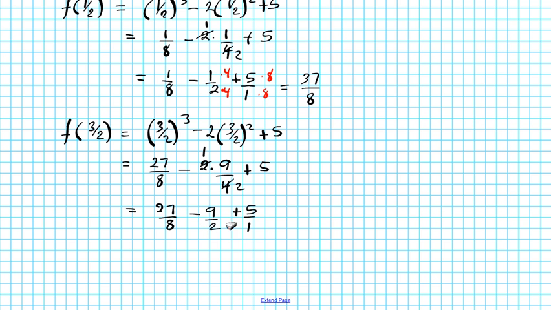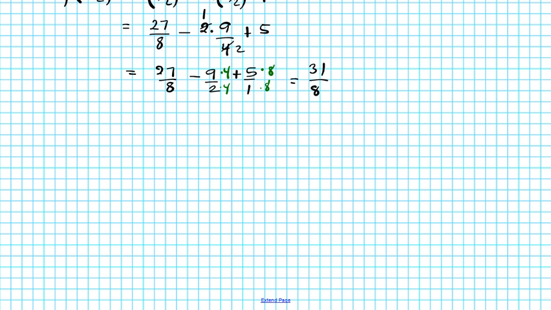To add these fractions, we need the same denominator, so I times this by 4, top and bottom, and then this one I times by 8, top and bottom. Since we have the same denominator, namely 8, we just focus on the top. 27 minus 36 plus 40 is going to give us 31. Okay, 31.